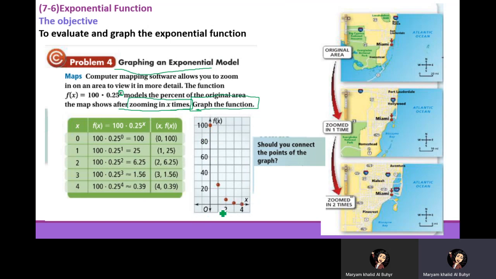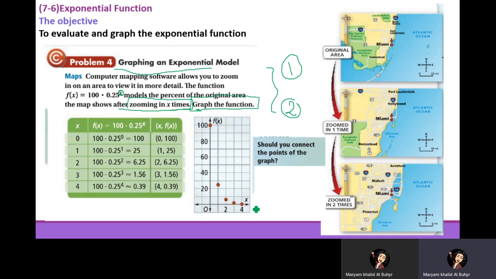Since I cannot have 1.5 zoom in, or 0 point something, you cannot say that. This is not a logical thing. So that's why I'm not connecting them. There are only two very important points. The first one, I cannot have negatives because here I'm representing the number of times that I zoom in. The second thing, I cannot have decimals.